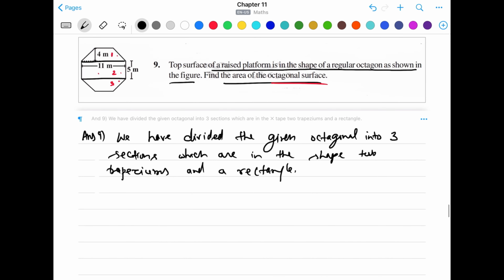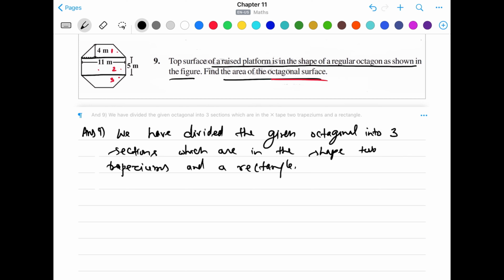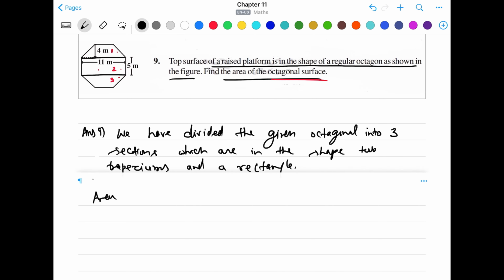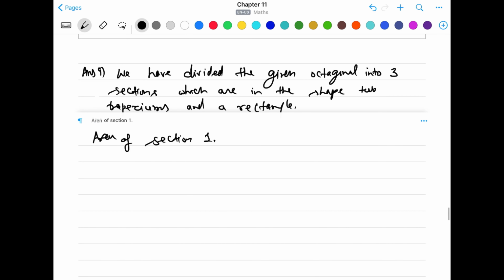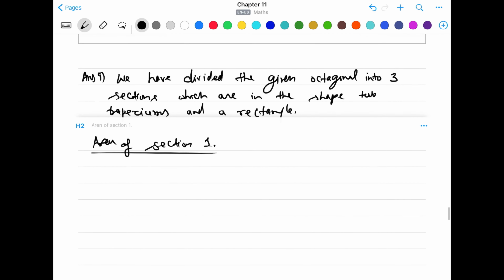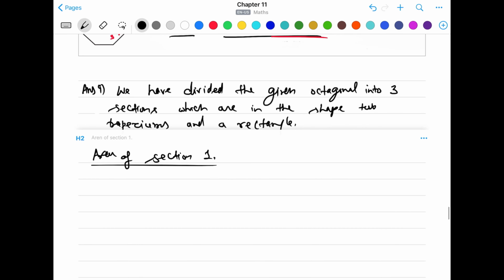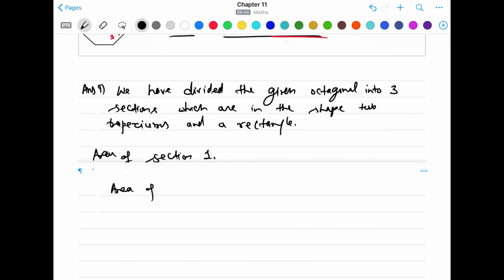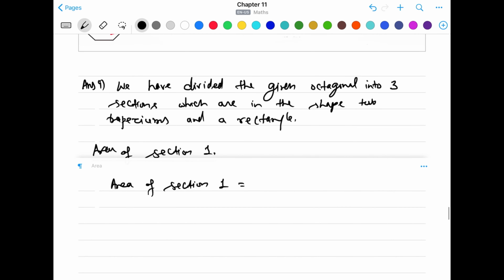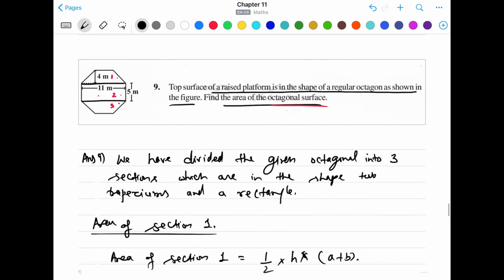Now let's calculate the area of section 1, which is a rectangle, sorry, trapezium. So let's write: area of section 1 is equal to half into height into sum of parallel sides, that is A plus B.